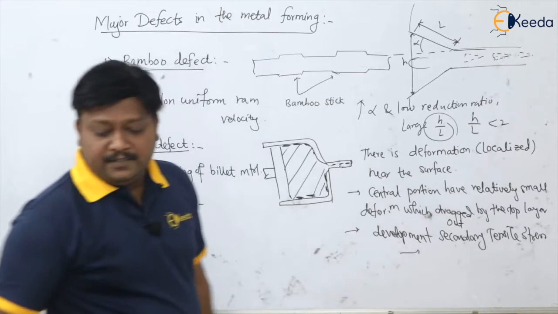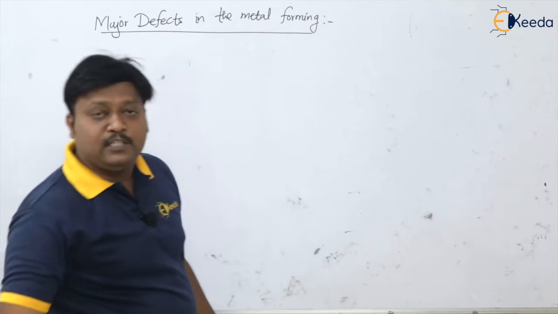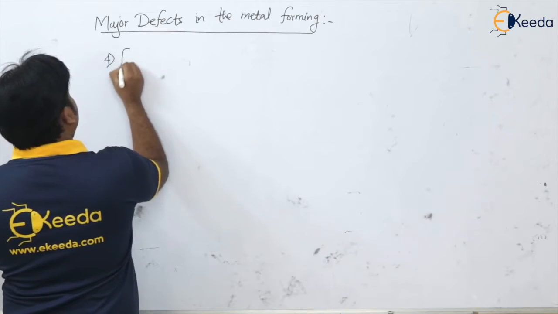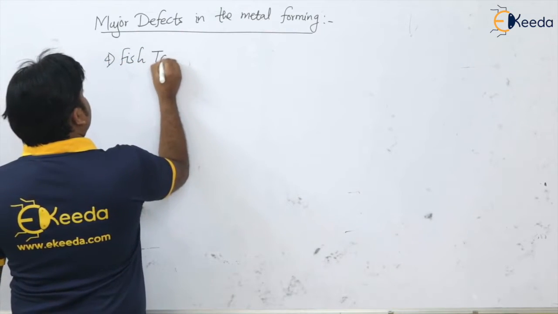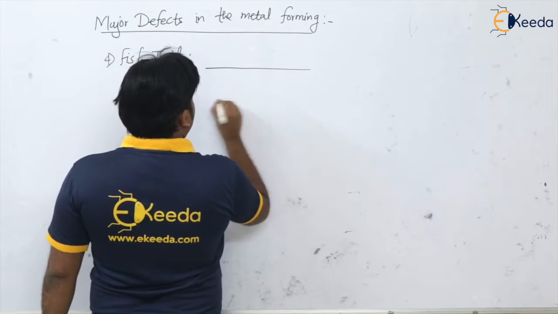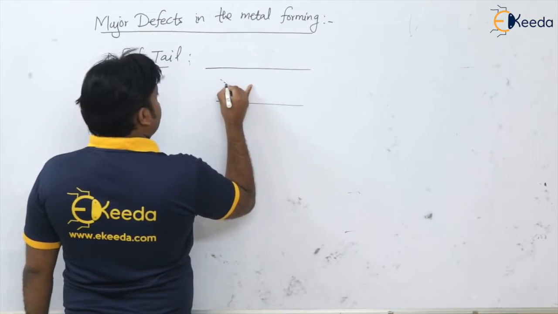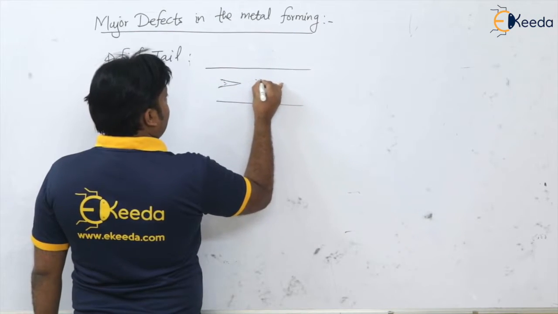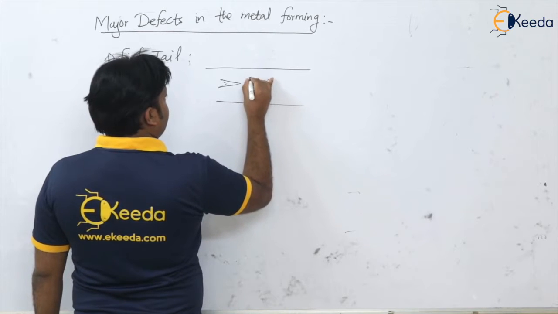Now the next defect, again in the case of extrusion, is the fishtail. The fourth defect we are discussing is the fishtail. These are again cracks at the center of the extruded product, but they look like a fishtail. Actually they look like this.